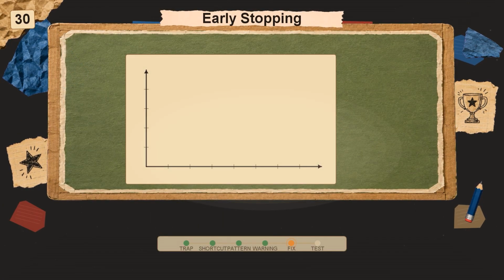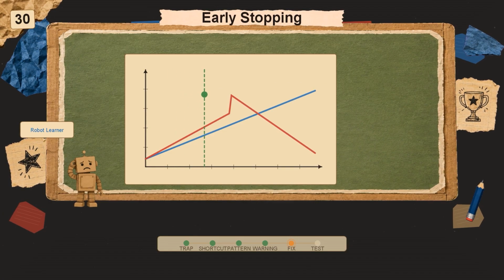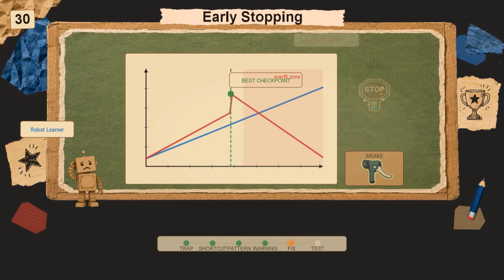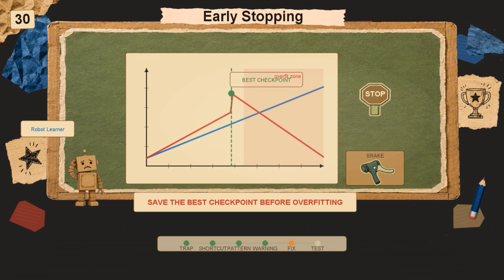There is one more tool. Training runs over time. At first, validation improves. Then the red zone begins. Stop before overfitting takes over.